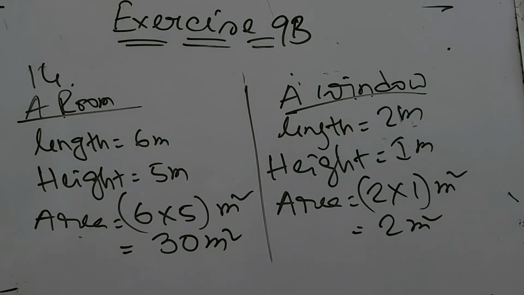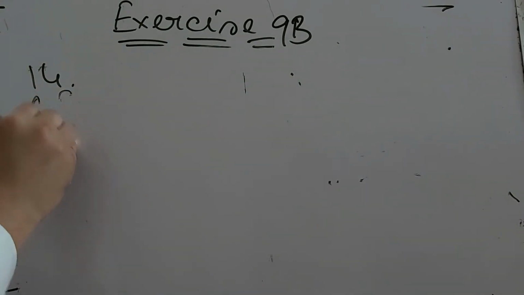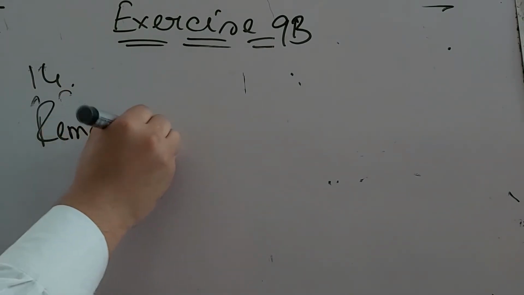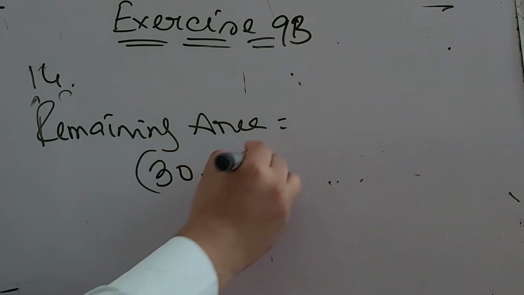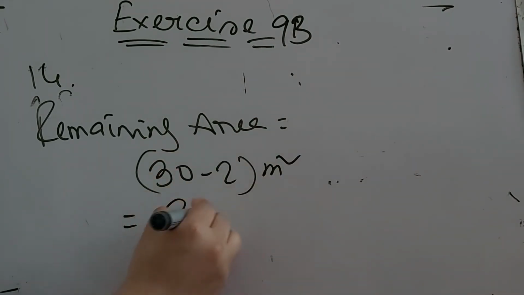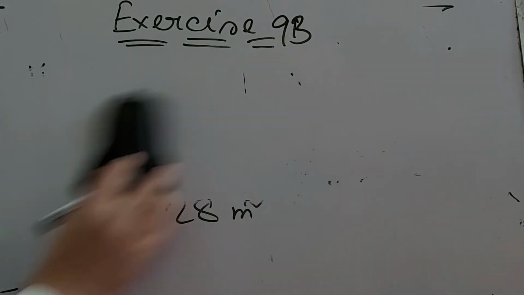So we have already found out the area of a room and area of a window. Now we have to find out the area of a remaining region or remaining area. That means we have to do the subtraction of a room and by a window. That means the remaining area will be 30 minus 2 square meter or meter square, that is 28 square meter or 28 meter square. And that is the answer of number 14.